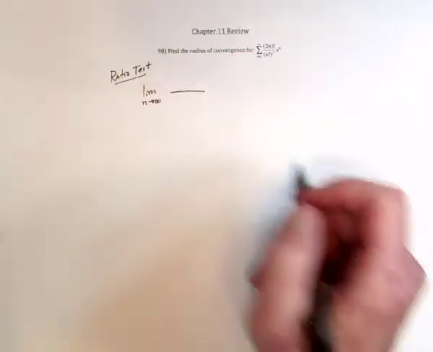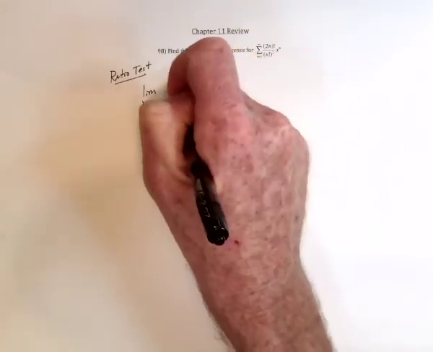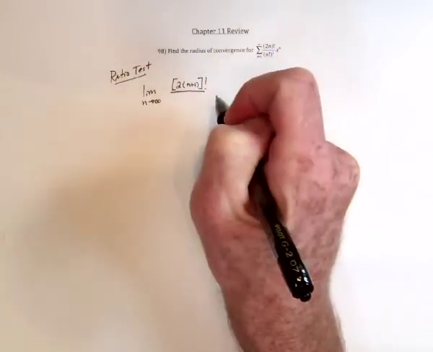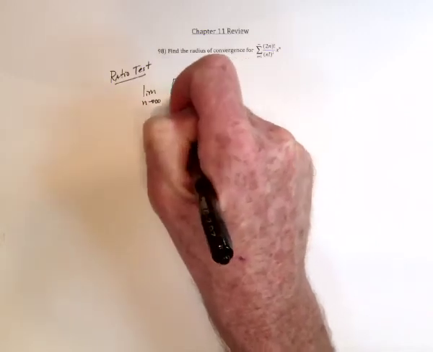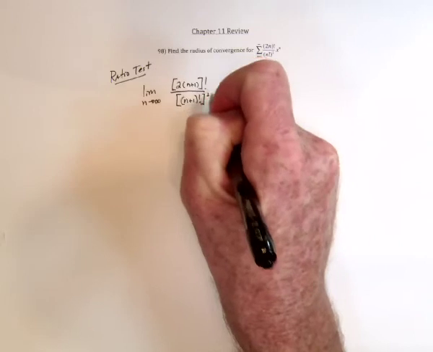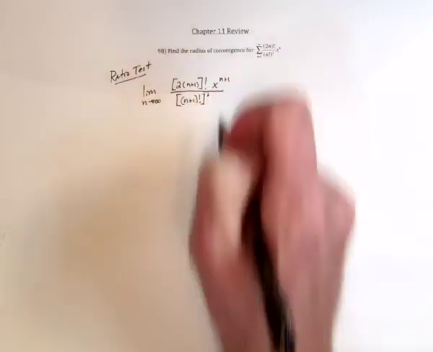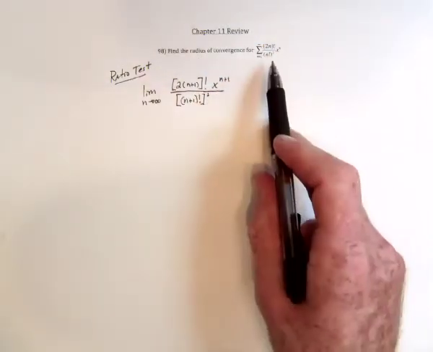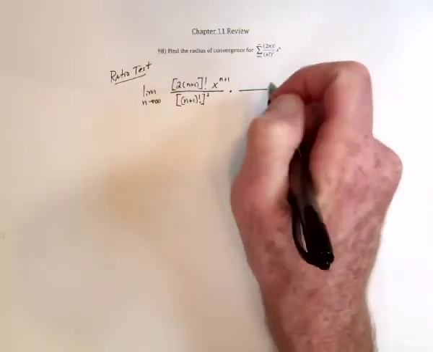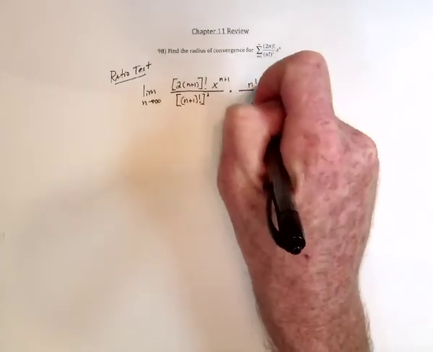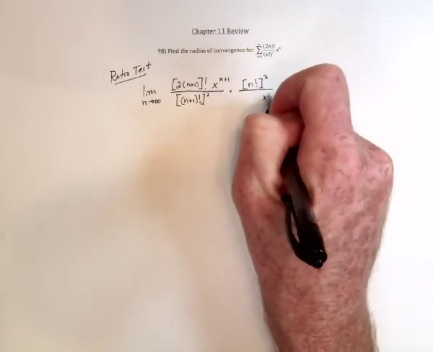So the n plus 1 term is going to be 2, and then n plus 1, and then all of that is factorial. This one is n plus 1, that's factorialed, and then all of that is squared. And then also in the numerator, there's x to the n plus 1. Now divide by this term itself, or in other words, invert and multiply. So this is the numerator, n factorial being squared. This would then be in the denominator, and this.